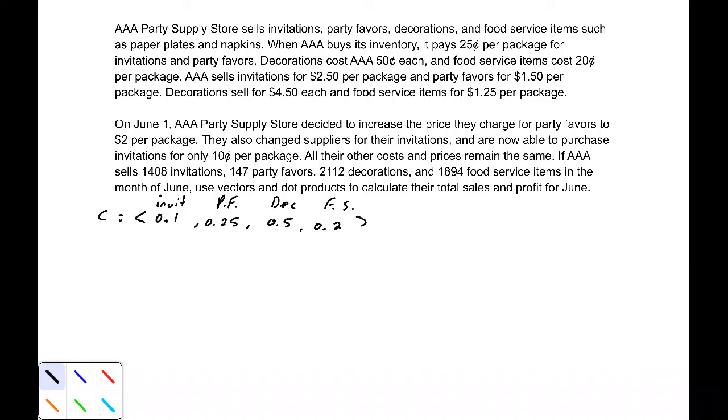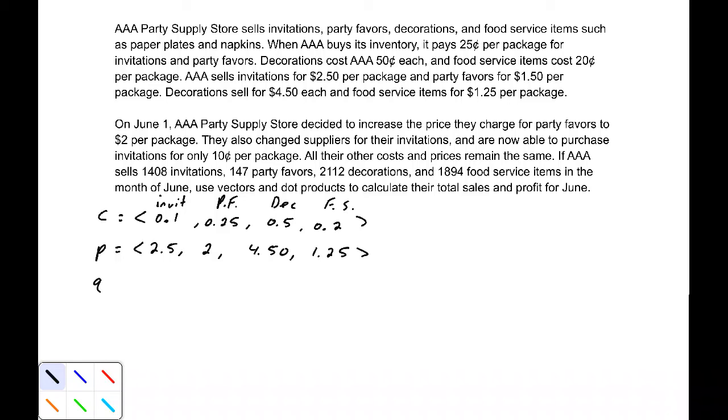Next, I want to write down a vector for prices, the prices they're selling them at. For the invitations, $2.50, so 2.5 is my first component, again lining up with invitations. Now for party favors, they've raised their prices to $2. Decorations are $4.50. And food service items are $1.25. And that is my price vector.